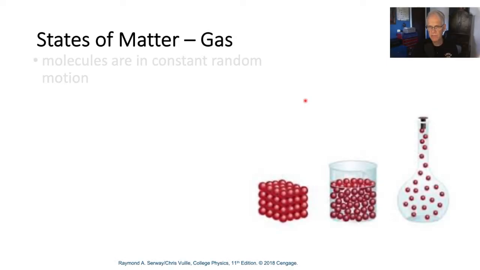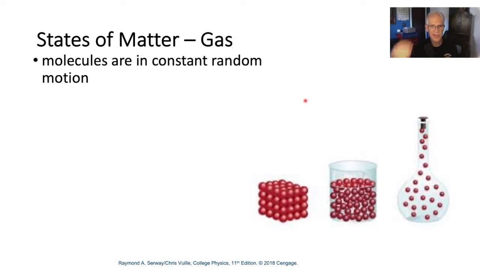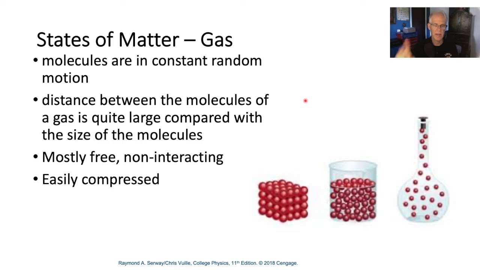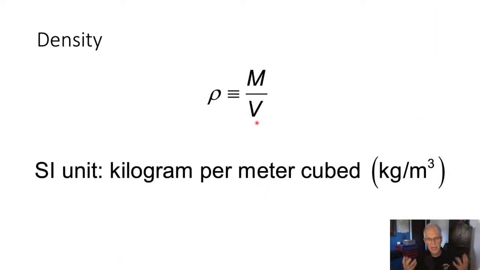Now, in gases, molecules are in constant random motion and exert only a weak force on each other. The distance between molecules of a gas is really very large, especially compared to the size of each molecule. But they're mostly free and non-interacting. Now, gases are easily compressed, and we'll be getting much more into that when we talk about gases in our thermodynamics section next.